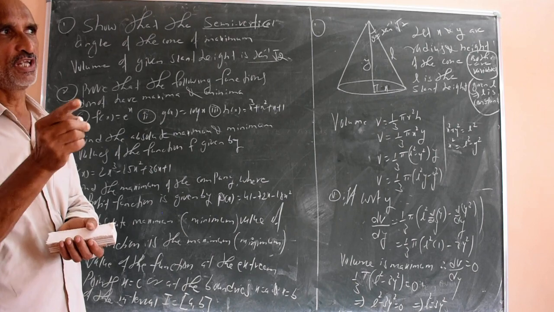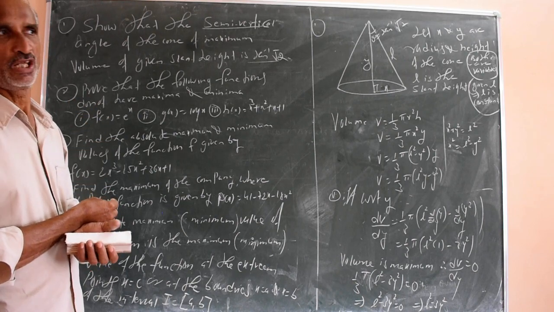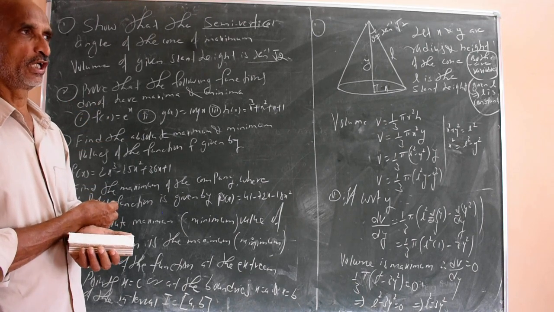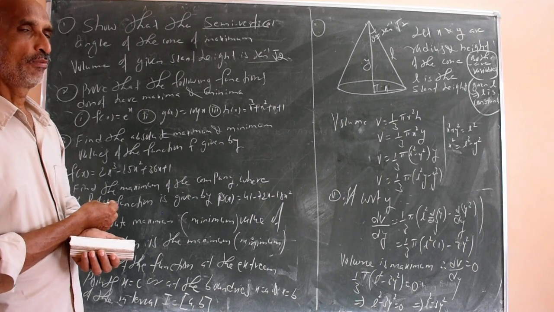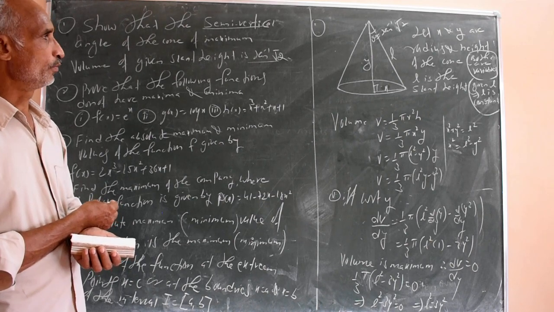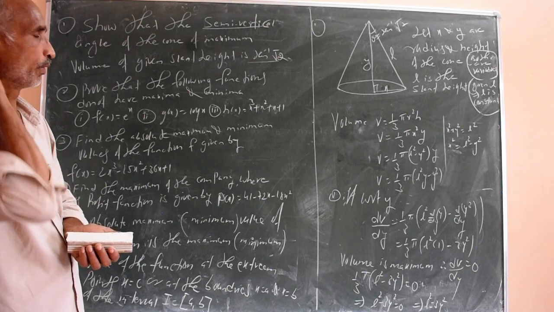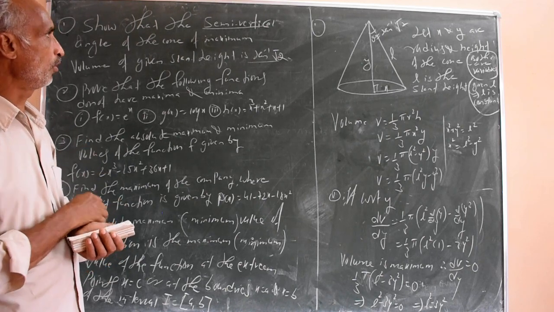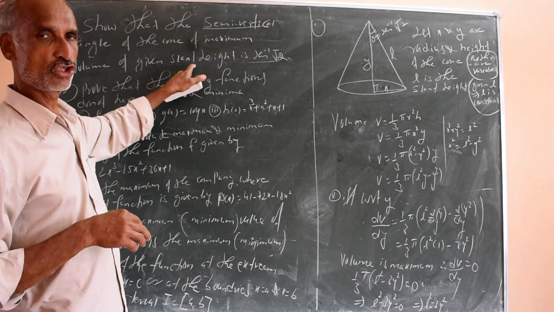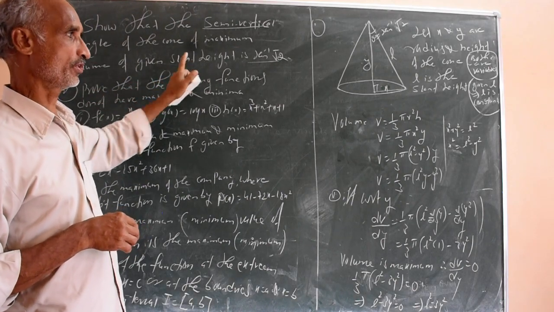One is volume is maximum, which means dV is 0, where volume is V, that is dV by dx or dy, depending upon which variable you are differentiating with respect to. The first order derivative is 0, and the slant height L is constant; L is to be taken constant, okay.